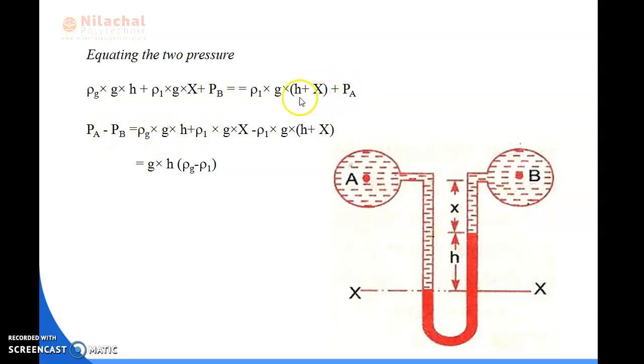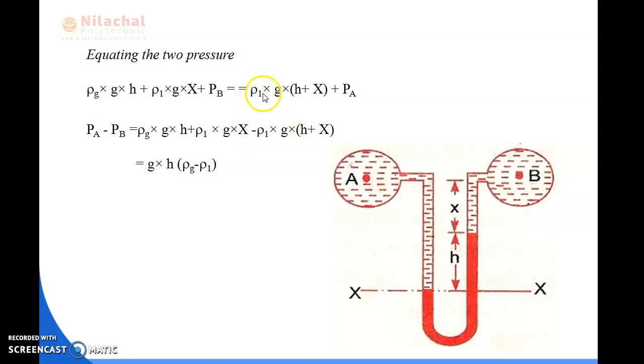So here first you will open the bracket. If you open the bracket, you will get rho 1 G into H plus rho 1 G into X. So come to here. PA minus PB is equal to rho G into H. This is the right side, no need to change the sign. Then rho 1 G into X, this is also right side, no need to change the sign. And this is the negative sign because you are taking from the left side. That's why this is minus rho 1 G.